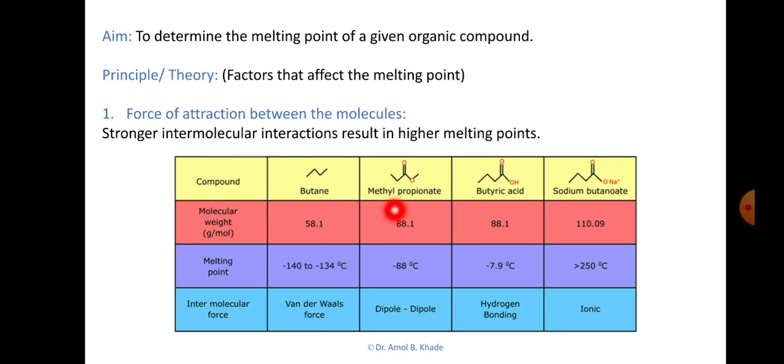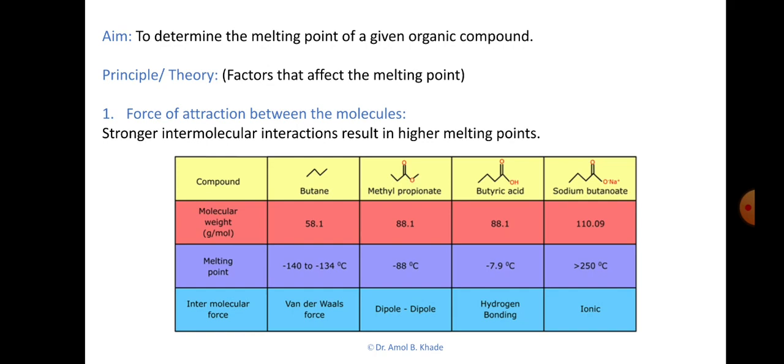When you see the structure of methyl propionate, where there is an ester linkage COC, in this case we find there is an oxygen atom, and because of that there is a dipole-dipole interaction. Because of the dipole-dipole interaction in the molecule of methyl propionate, it holds the molecules relatively more tightly as compared to butane.